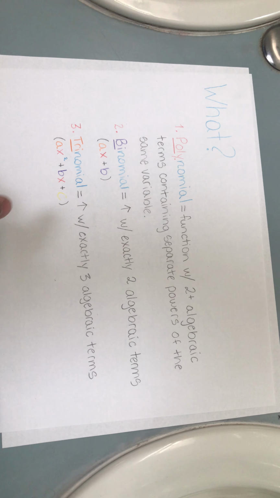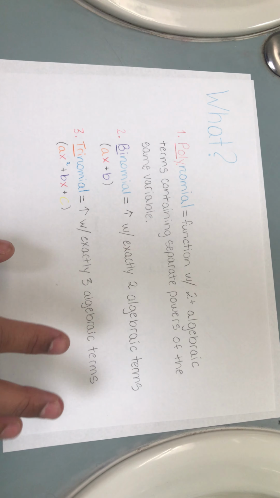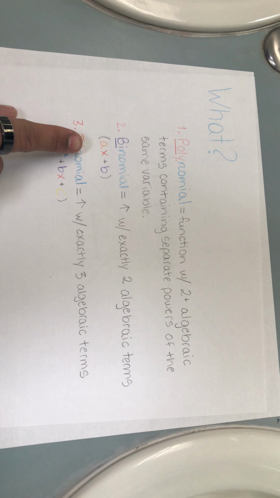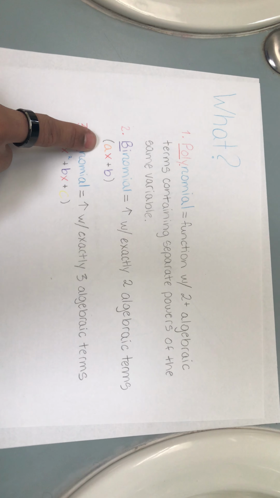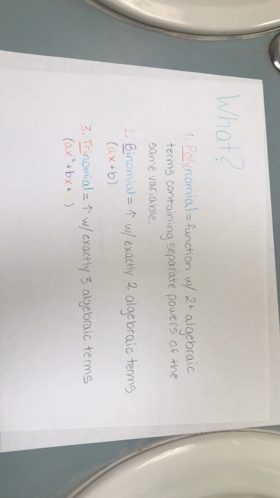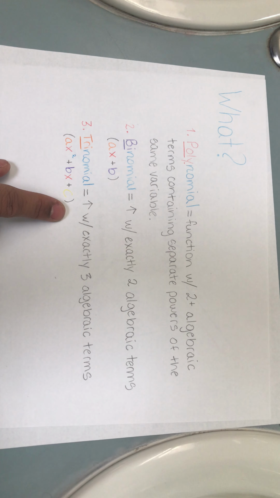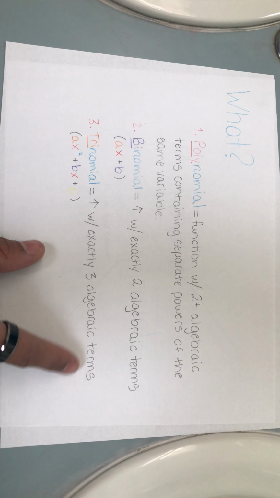A binomial has the exact same definition, but with exactly 2 algebraic terms. As you can see in our example right here, ax plus b, there are 2 algebraic terms. A trinomial is the same definition with exactly 3 algebraic terms. Here you can see our 3 algebraic terms, ax squared plus bx plus c.